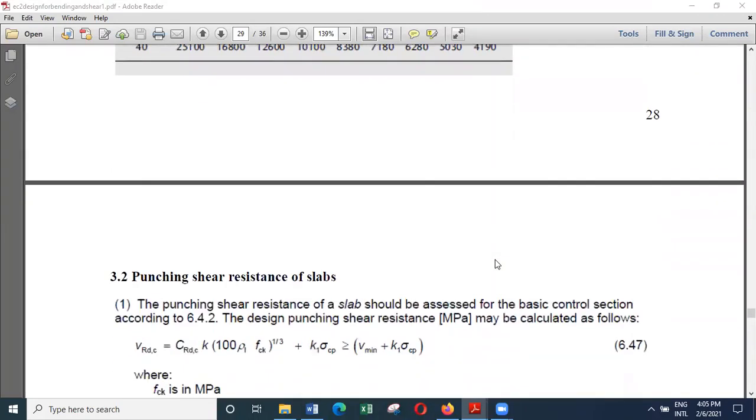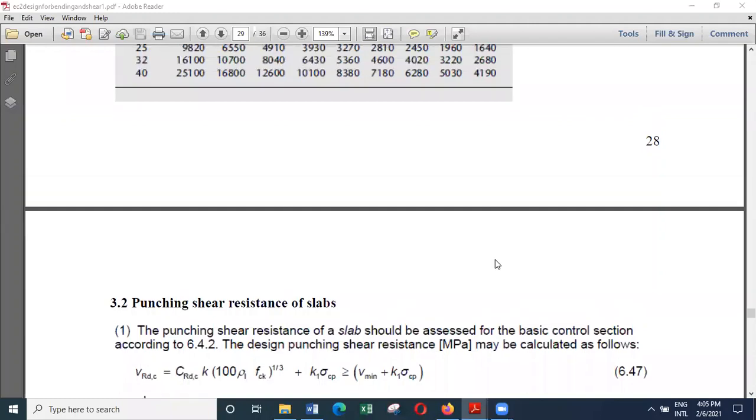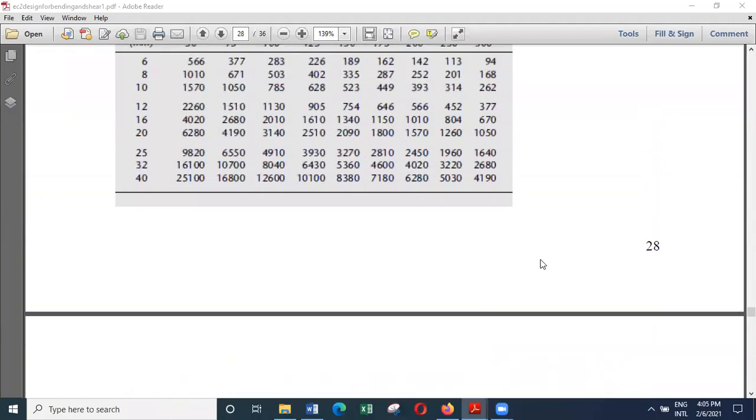So shall we take a break and then start talking about the punching shear? Okay. So we'll take a 10 minute break. So we start at 4:15.